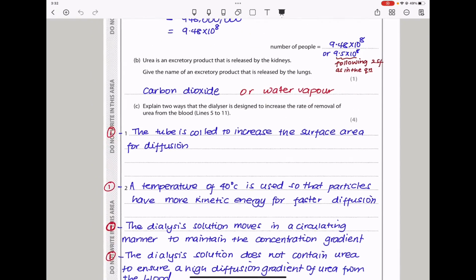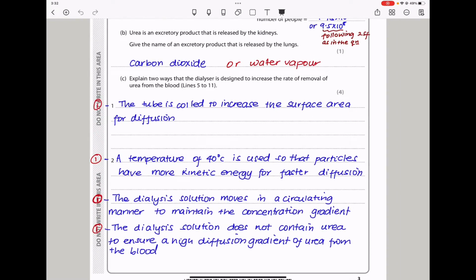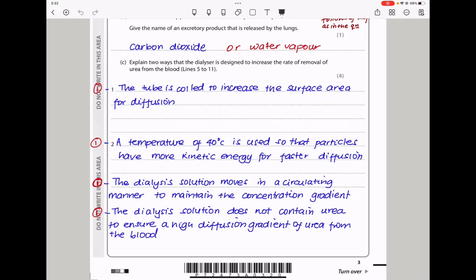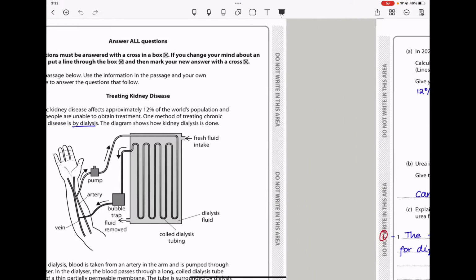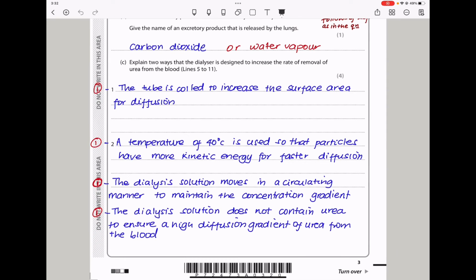So here I said the tube is coiled to increase the surface area for diffusion. Then a temperature of 40 degrees Celsius is used so that the particles have more kinetic energy for faster diffusion. And then the dialysis solution moves in a circulating manner to maintain the concentration gradient. This circulating manner is this manner I'm talking about, like that, and then circles in and out like that. That circulating manner is to maintain the concentration gradient. And then lastly, I say the dialysis solution does not contain urea to ensure a higher diffusion gradient of urea from the blood into the dialysis fluid.